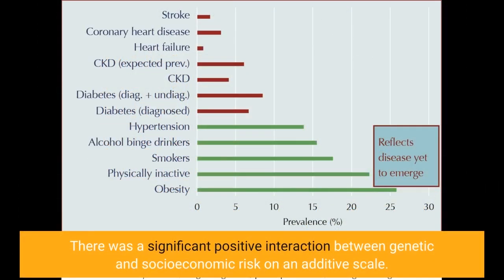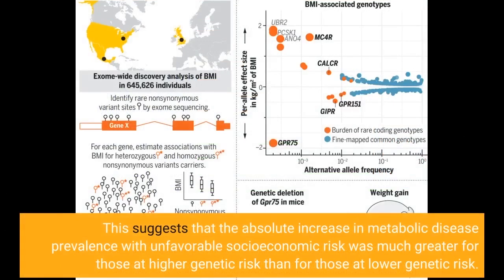There was a significant positive interaction between genetic and socioeconomic risk on an additive scale. This suggests that the absolute increase in metabolic disease prevalence with unfavorable socioeconomic risk was much greater for those at higher genetic risk than for those at lower genetic risk.